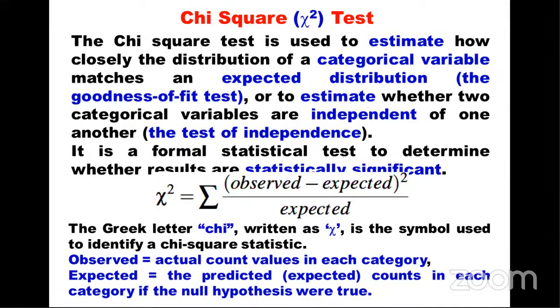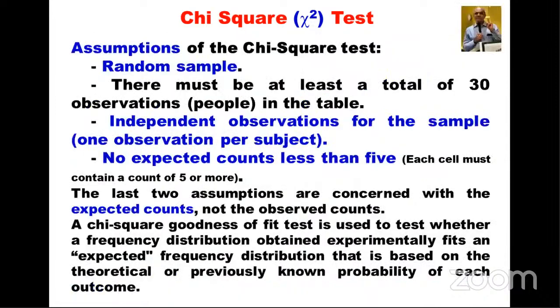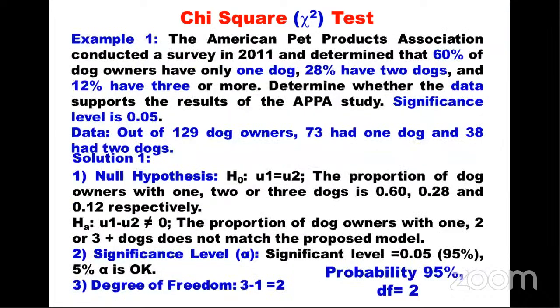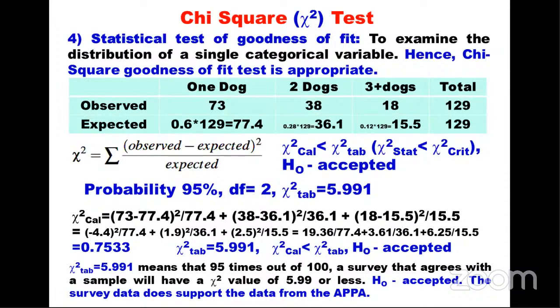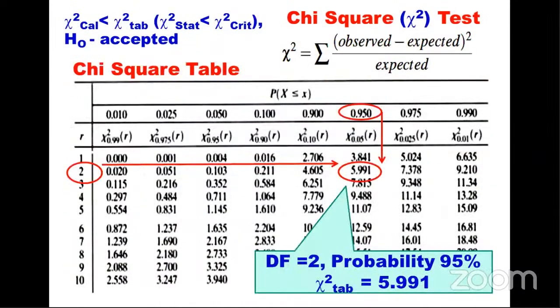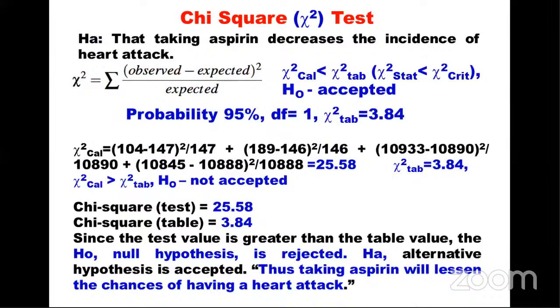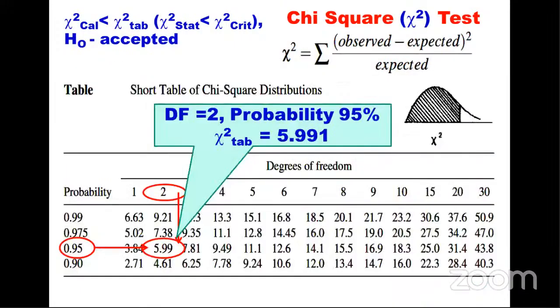So observed means what we actually get from the results. So actual count value in each category. Expected means predicted, what we need. So that is it. Very simple test. I think this will be very complex. Can we have a simple sum? Okay, let's take the first only.